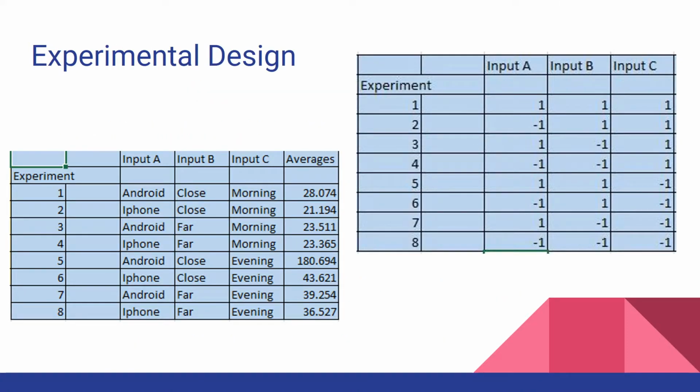The 8 combinations can be represented in these 2 matrices we have here. In input A, we have our phone type, and our +1 is our Android, our -1 is our iPhone. In input B, that is our distance from a router. Our +1 is 1 meter away, and our -1 is 15 meters away. And in input C, this is our time of day. Our +1 is at 11 a.m., and our -1 is at 8 p.m.